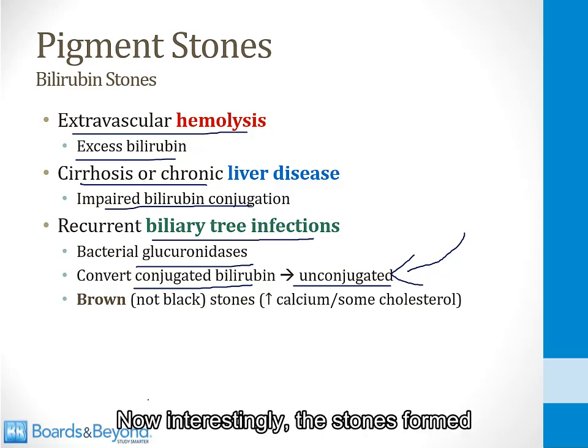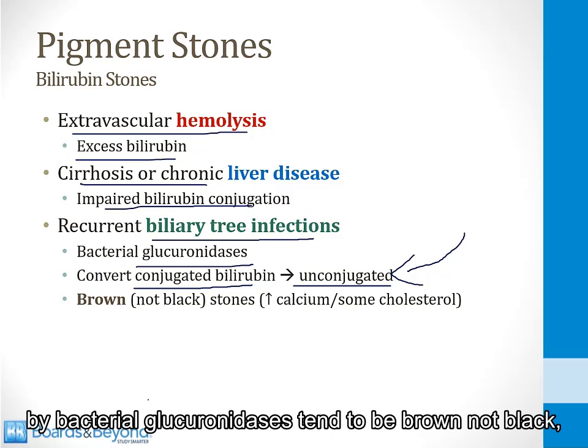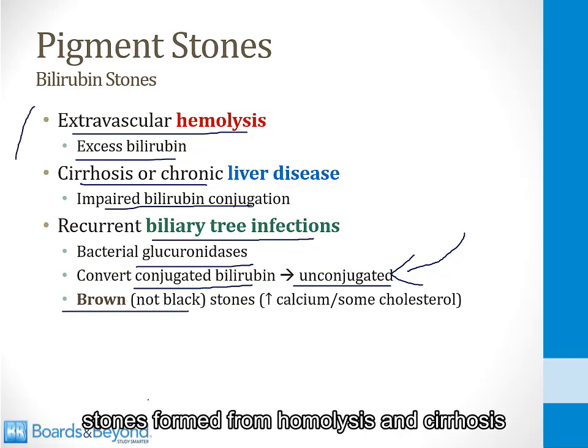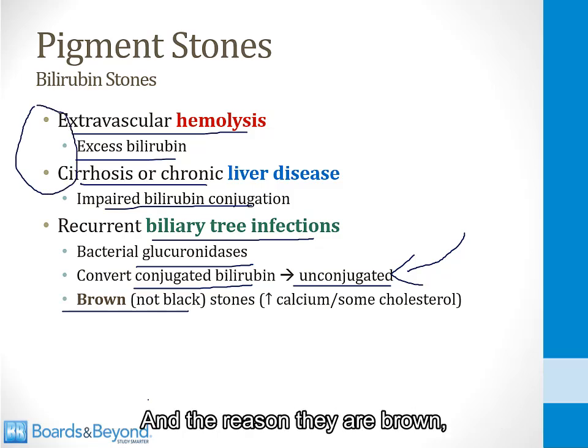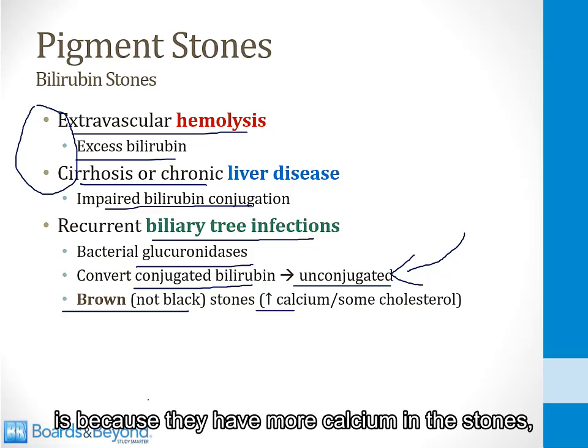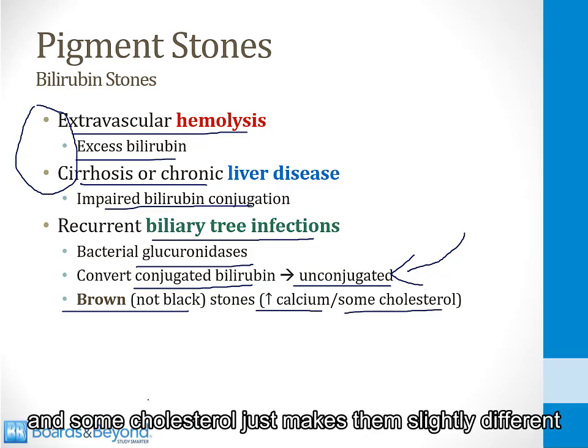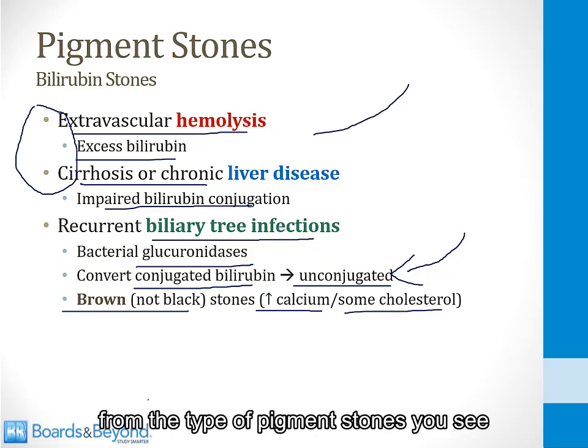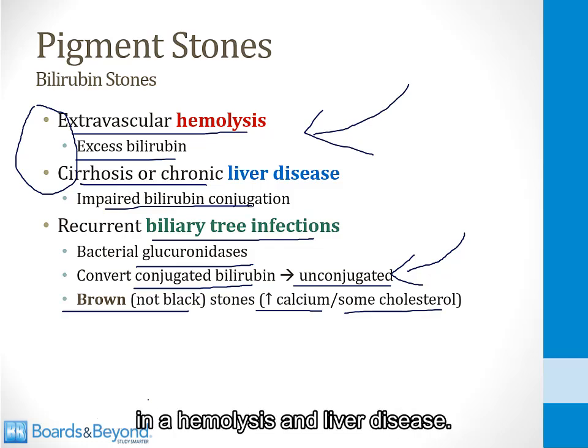Now, interestingly, the stones formed by bacterial glucuronidases tend to be brown, not black. The stones formed from hemolysis and cirrhosis are usually black, and the reason they are brown is because they have more calcium in the stones and some cholesterol. This makes them slightly different from the type of pigment stones you see in hemolysis and liver disease.